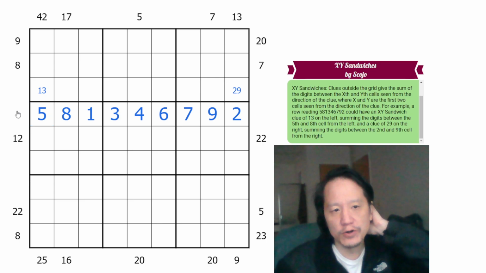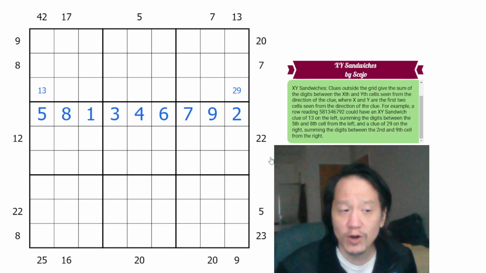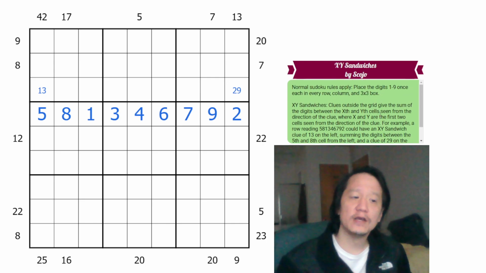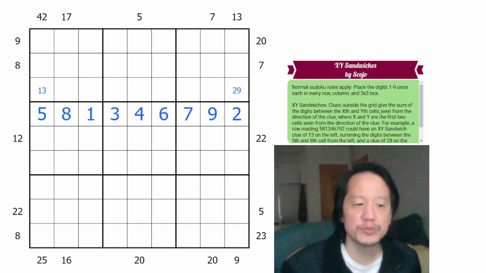So the 13 would go here, and the 29 would go outside the 2, if this were a valid XY sandwich clue. And those are all the rules. If you'd like to play along, there's going to be a link in the description. And now, I'm going to get started.